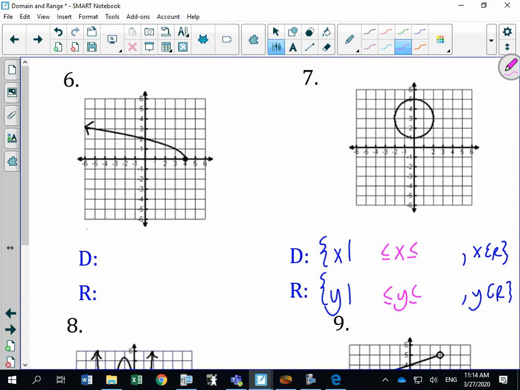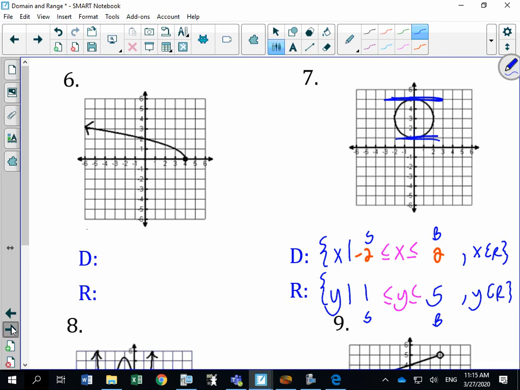This is where I want you to pause this. Look at this circle and see if you can figure out your biggest and smallest x values, and your biggest and smallest y values. Pause that and then check my answer. Biggest x value is 2. Smallest x value is -2. That would be your domain. For your range, biggest y value is 5. Smallest is 1. That would be your range.